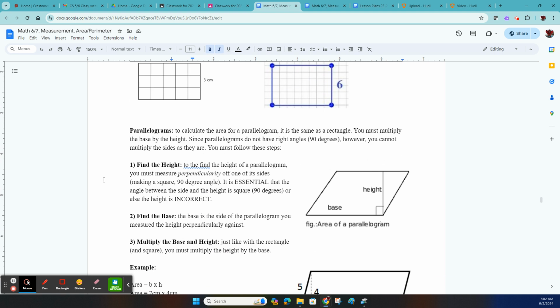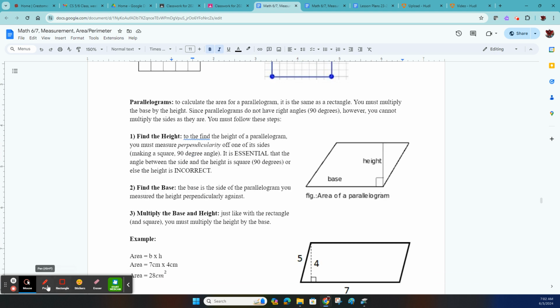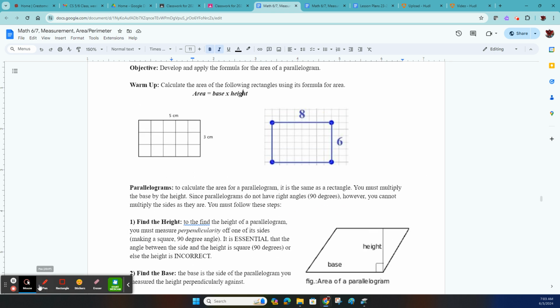Let's talk about parallelograms. Well, to calculate the area of a parallelogram, it looks like it's going to be really hard because, as we know, a parallelogram is just a rectangle, but it's lazy. It's leaning over. Okay, so how the heck are we going to do it? Well, we have to go back to our rectangles and we have to look at the relationship between the base and the height.